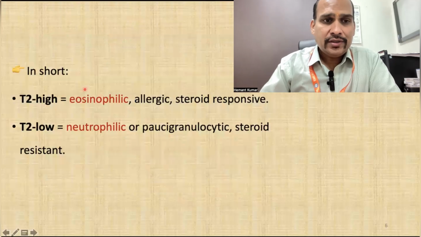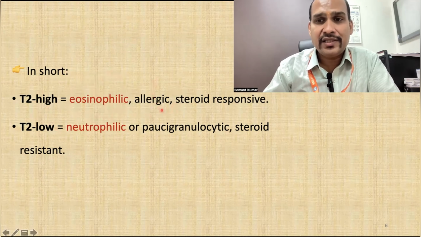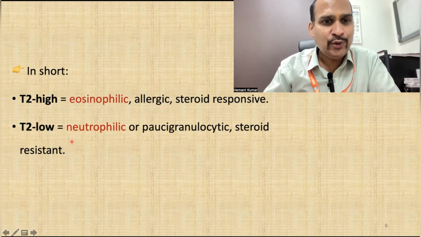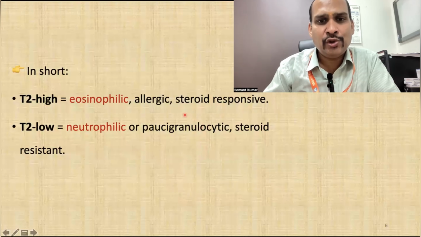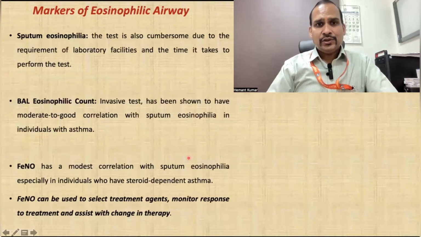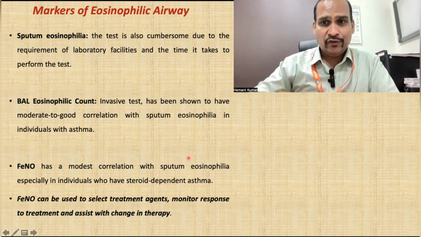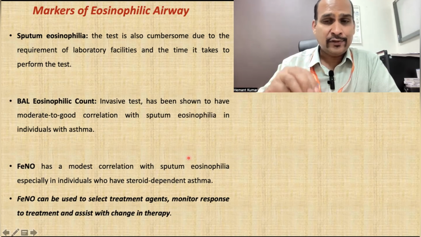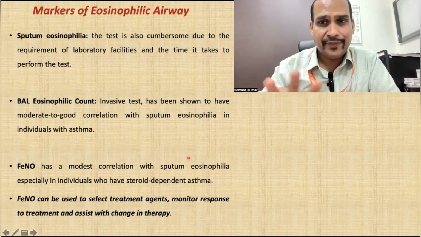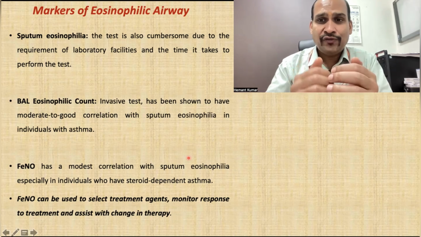So in short, what is type 2 high asthma? It is eosinophilic, allergic, steroid responsive. T2 low is neutrophilic or paucigranulocytic, steroid resistant. So when I say this asthma is due to eosinophils, there must be eosinophils in the airway. So how to detect eosinophils in the airway?